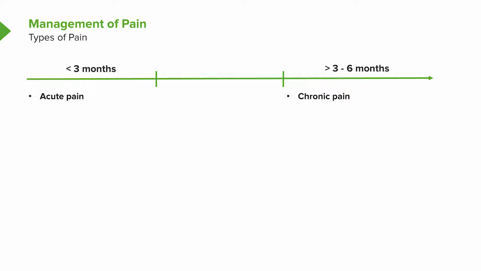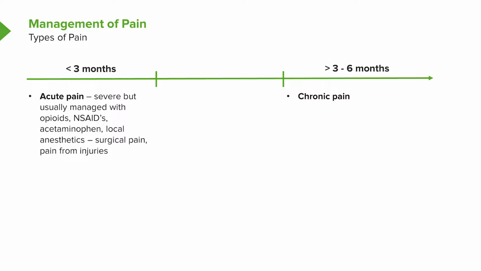So I classify pain in three ways, and that's not the typical way of doing it. Most textbooks and pain societies classify pain as either acute or chronic. And we've already talked about acute pain. This is severe, but usually managed with opioids, nonsteroidals, over-the-counter medications from your local pharmacy, local anesthetics. This is what surgical pain is generally all about. It usually doesn't last for extended periods of time, certainly less than 3 months in most cases, and is usually effectively managed by an anesthesiologist acute pain service.